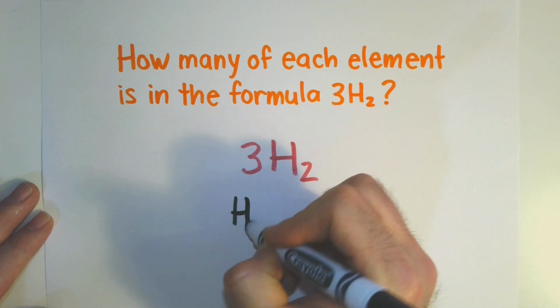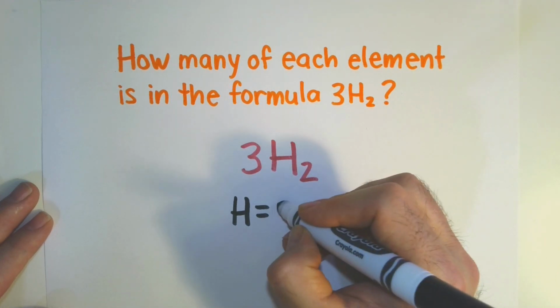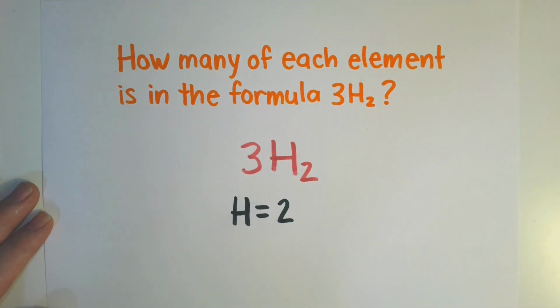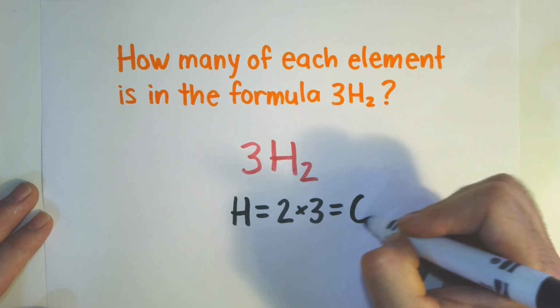So for hydrogen, what we're going to have is 2 hydrogens per molecule times our 3 molecules, and that's going to give us, of course, 6.